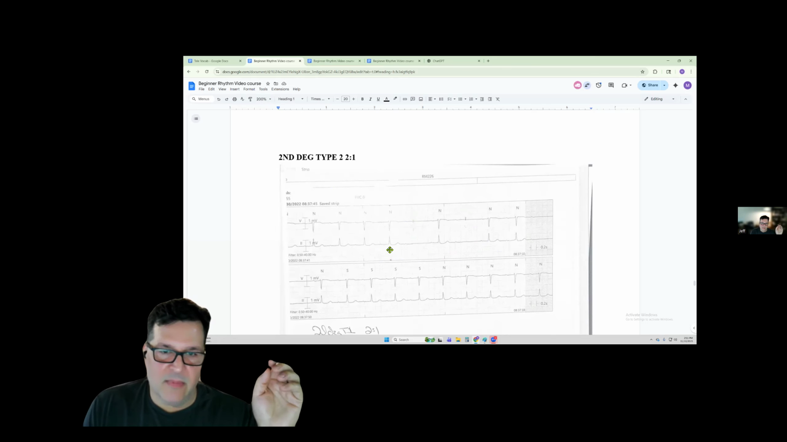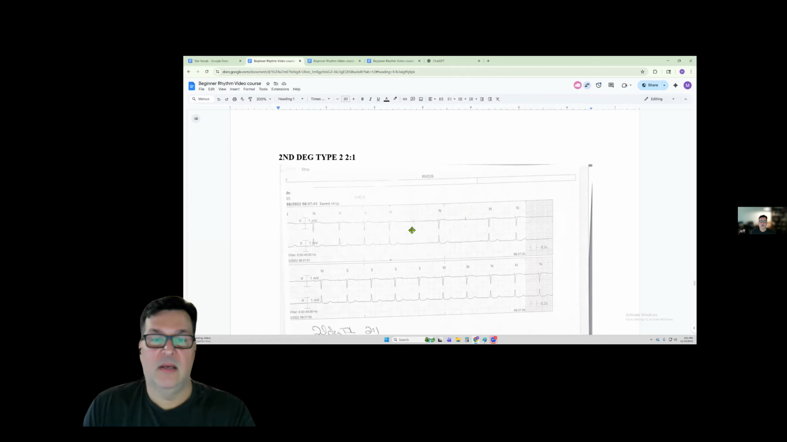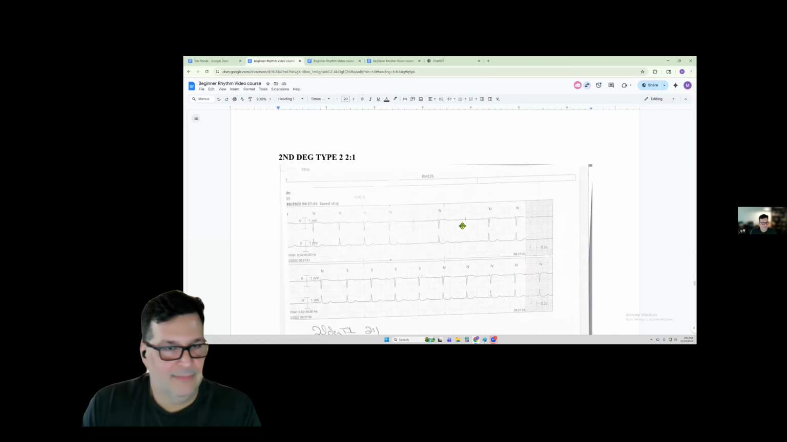But look at this segment. Compare this segment. This segment's shorter. This segment's longer. And this is what I'm talking about. You don't always get that opportunity to see that PR interval increase. It's happening so quickly, the next beat is blocked. So if you were to see a bunch of these, you would have to make an educated guess on whether or not this is a second degree type 1 or something else, which we're going to get to.